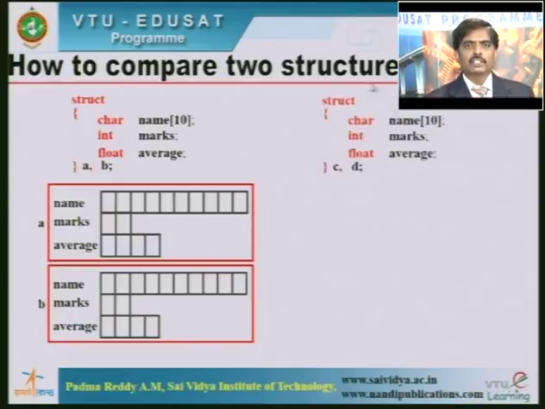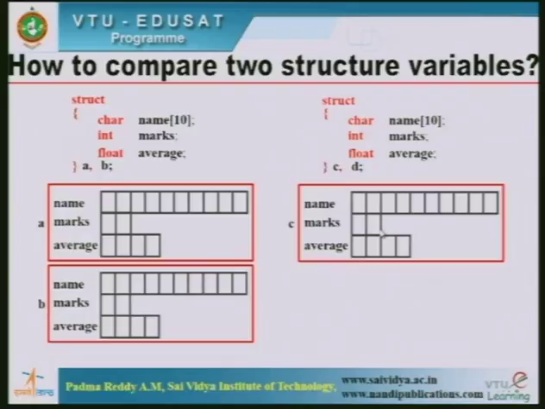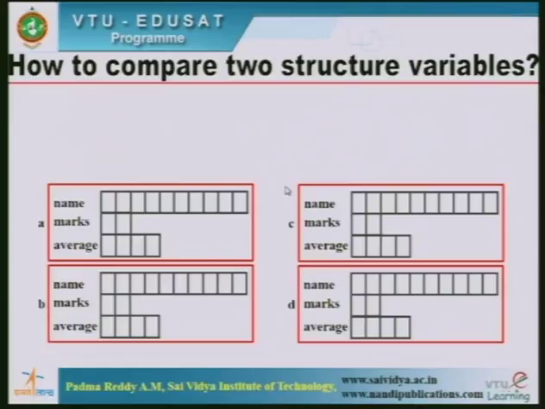Now, look here. This is another structure. The members of this structure and the members of this structure along with the type, they are the same. But because this is a separate structure definition, this structure is totally different from this structure. So, here memory has to be allocated for C, and then memory has to be allocated for D on similar lines as the memory is allocated for A and B. Now, let us see how to compare two structure variables.